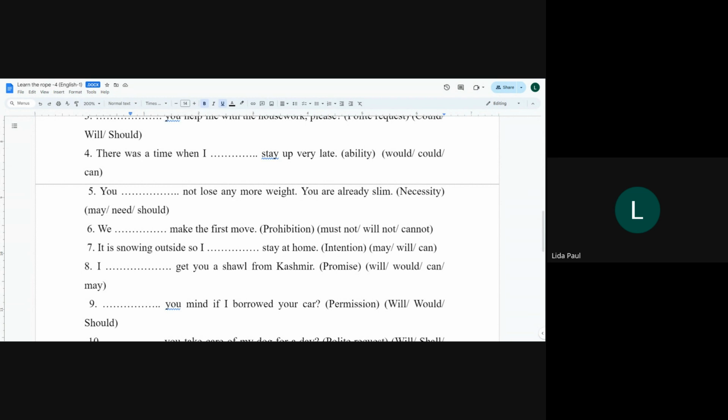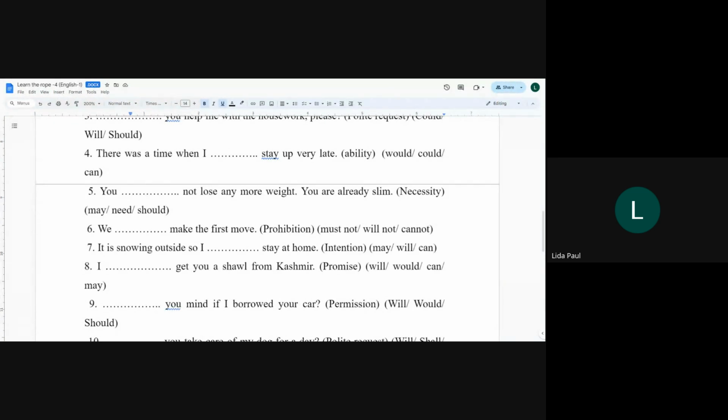All right. The sixth one here: we dash make the first move. You have prohibition: must not, will not, cannot. Prohibition. Must not. Yeah, we must not make the first move. When you're prohibiting, again this is also a kind of necessity. You can consider that as a subset of necessity. Prohibition is also there, right? So we must not make the first move, right?